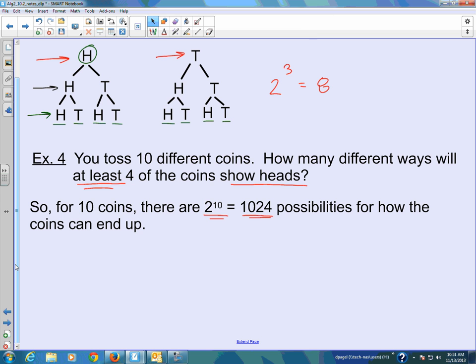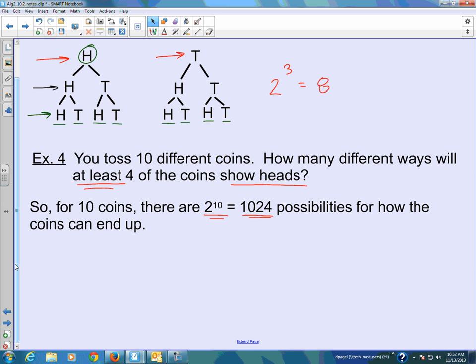One other way of thinking about this is through the subtraction possibility. And that would be, we have our total number of possibilities, and we remove from that the number of possibilities that we do not want. So if we're looking for heads, that means we do not want to see tails. And if at least 4 of the coins have to show heads, that would mean 3, 2, 1, or 0 coins would have to show tails.